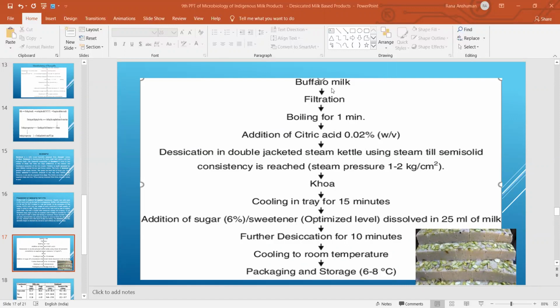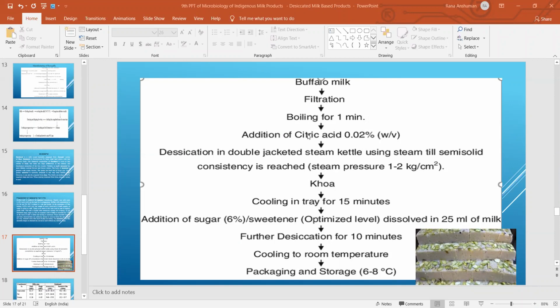So first of all, buffalo milk is taken for preparation of this. Filtration will be done, boiling for 1 minute. Thereafter, you have to add some amount of citric acid, that is 0.0 to 2% weight by volume. Then desiccation in a double jacketed steam kettle using steam till semi-solid consistency is reached. And at that time, you have to maintain a steam pressure of 1 to 2 kg per centimeter square. And khoa will be prepared. In manufacturing of khoa, you are not adding this citric acid.